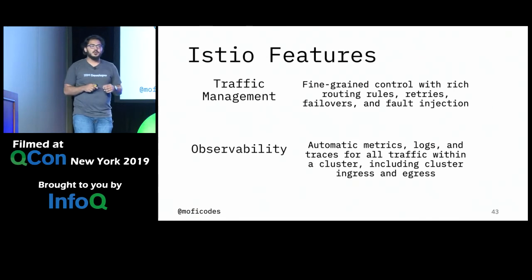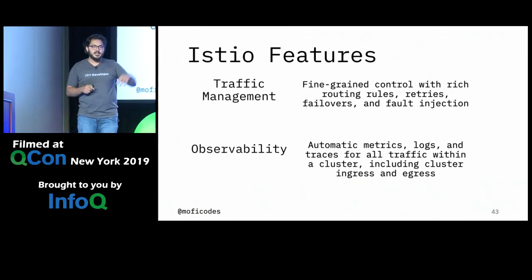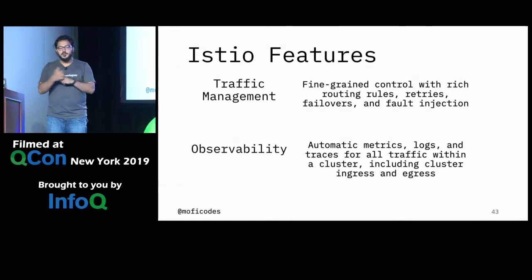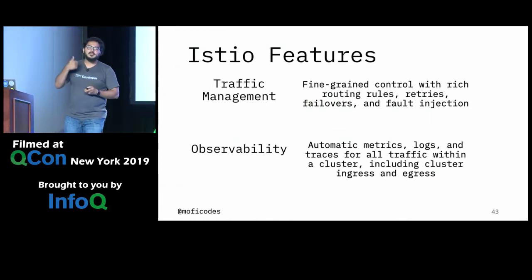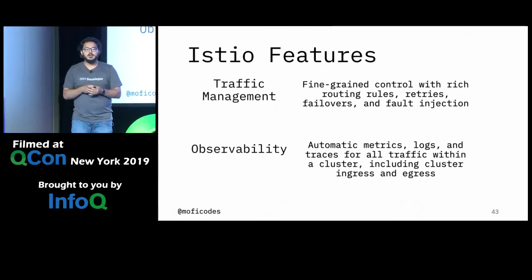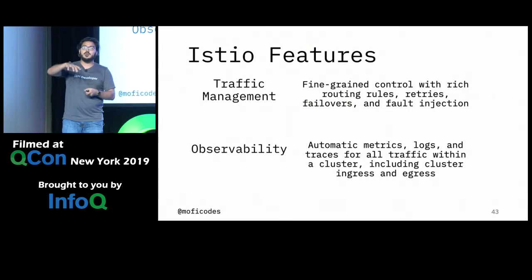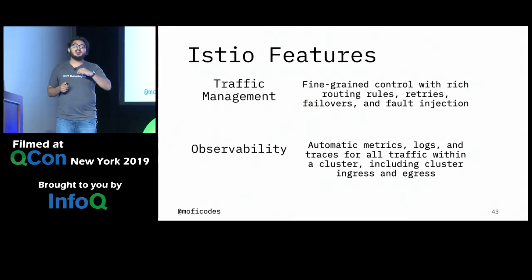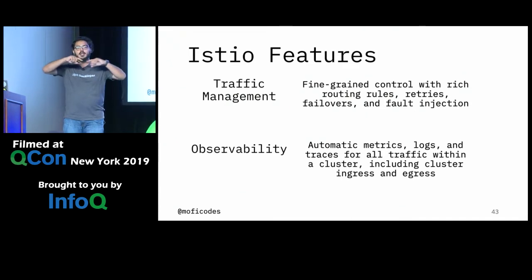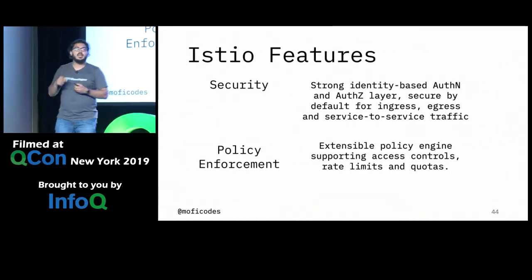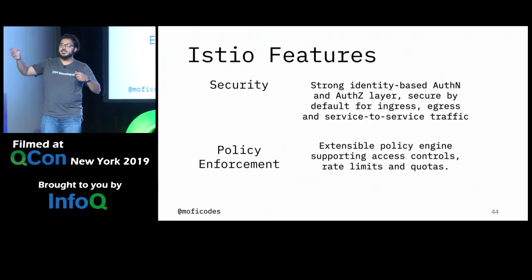So, features of Istio. We talked about 4 things cloud-native applications need. Traffic management: Istio gives fine-grained control with rich routing rules, retries, failovers, and fault injections. For observability, you have automated logs. Without changing your application code, you can collect metrics from the network level. It also generates distributed traces for all traffic going through your cluster, both east-west and north-south. For security, it has identity-based security, and you can enable mutual TLS between services.